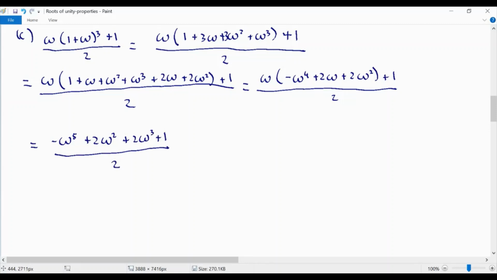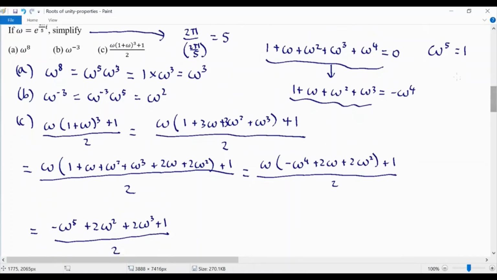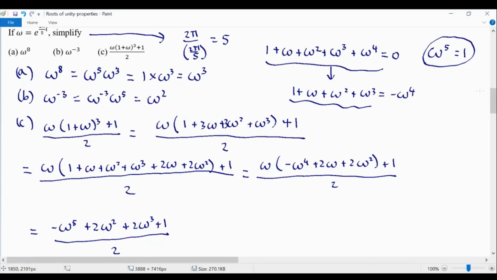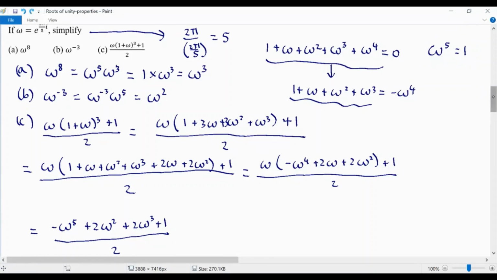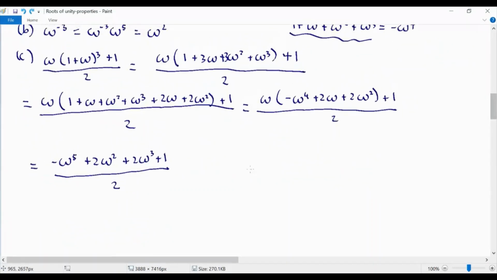Now, the interesting part about this is that now that we've done this, we can see we've got an omega to the power 5, which means we can use this property here. Omega to the power 5 equals 1. So therefore, we know that as we've got minus omega to the power 5, that means we've got a minus 1 plus 2 omega squared plus 2 omega cubed, plus 1 all over 2.